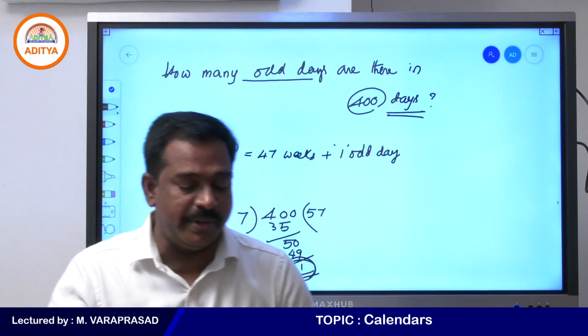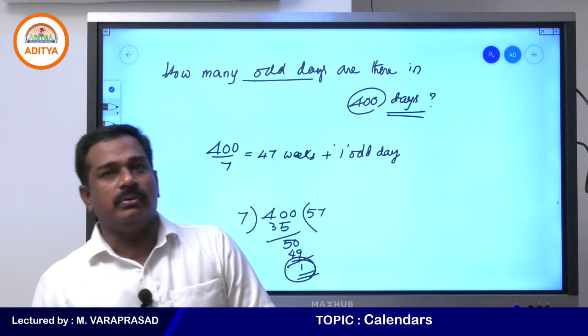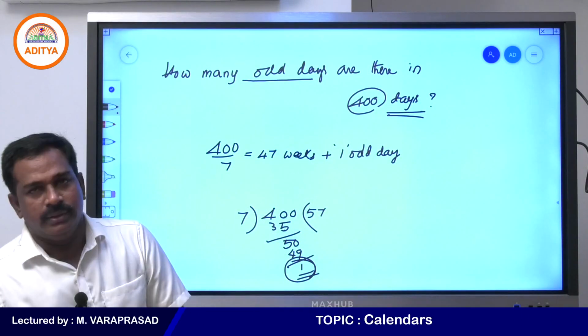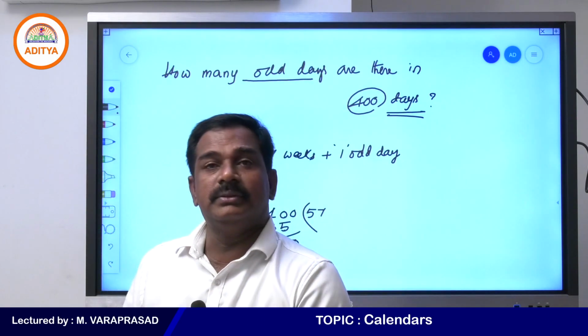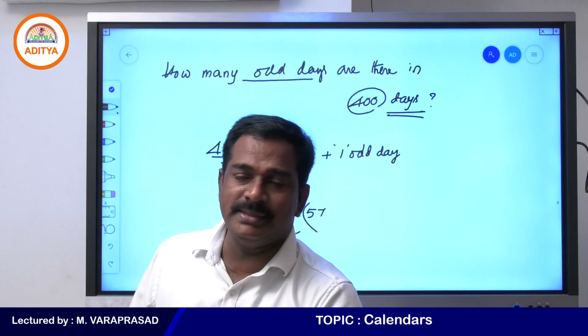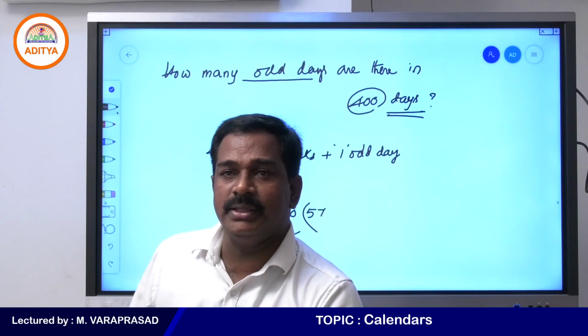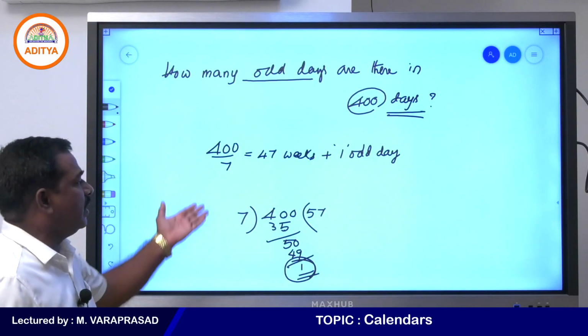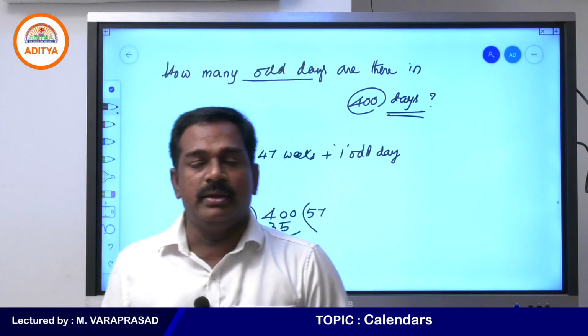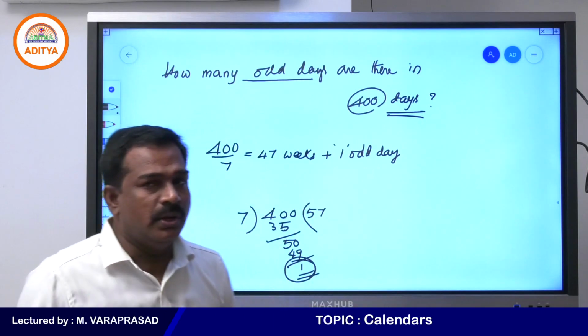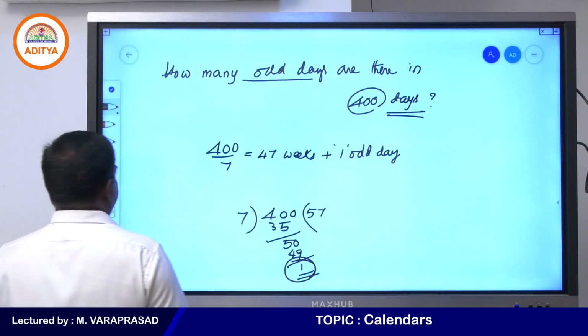To find odd days, whatever number they give, divide it by 7, and whatever remainder you get will be called the odd days. Here 400 by 7 gives exactly 57 weeks and 1 day remaining, so 1 odd day. One more example I will give.